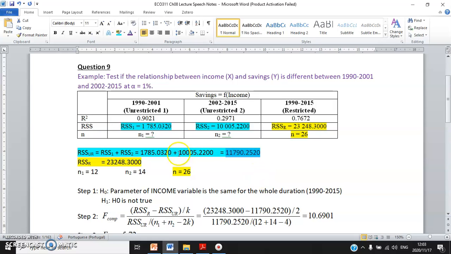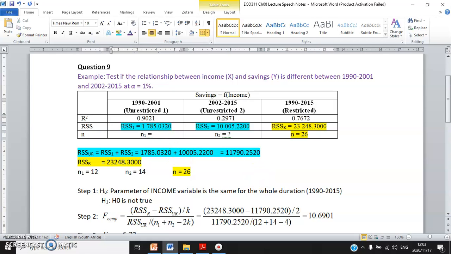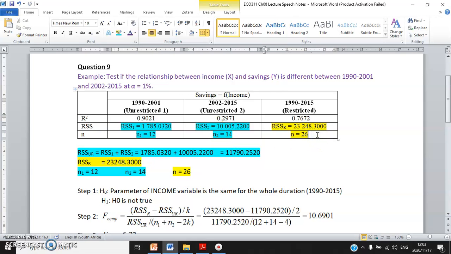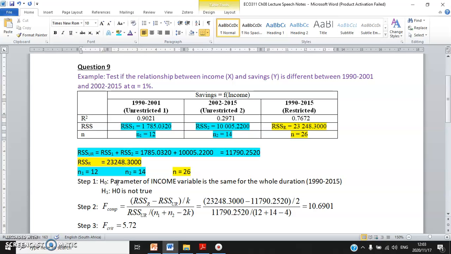11790.252. And then the sample size for the first one is N1, and then sample size for the second one is N2. So for the first one, from 1990 to 2001, 12 years. And then for the second period, from 2002 to 2015, 14 years. Okay, so happy with that? By the way, N1 plus N2 must give you the total sample size. So N1 plus N2 must be equal to N. Okay, happy with that? Then we can really do the Chow test now.